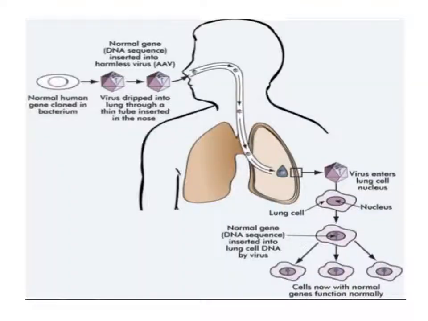This figure is showing the sequential procedure for correction of the lung cell gene. The normal human gene is firstly cloned in bacterium and then inserted into adeno-associated virus, and this virus is dripped into the lungs of the patient through a thin tube inserted into the nose. After entering the lungs, the virus releases its genome into the lung cells. DNA corrected lung cells will function normally.